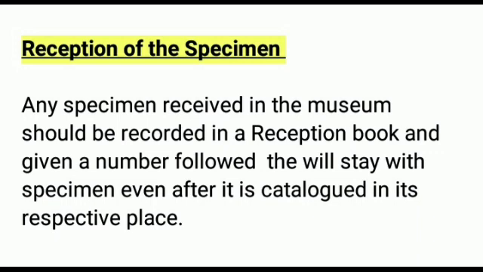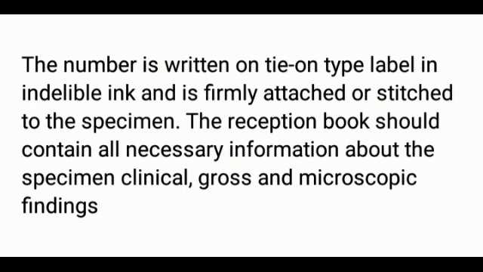Reception of the specimen. Any specimen received in the museum should be recorded in a reception book and given a number. The number will stay with the specimen even after it is catalogued in its respective place. The number is written on a type label in indelible ink and is firmly attached or stitched to the specimen. The reception book should contain all necessary information about the specimen: clinical, gross and microscopic findings.